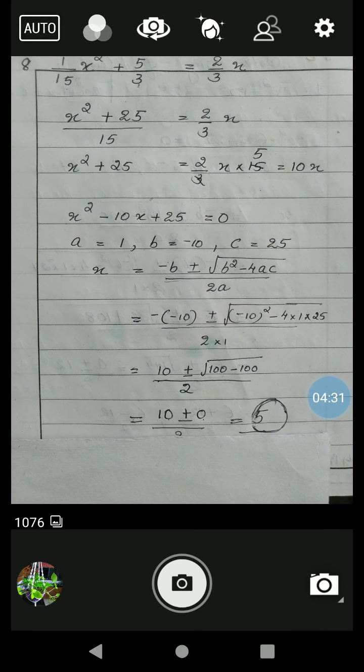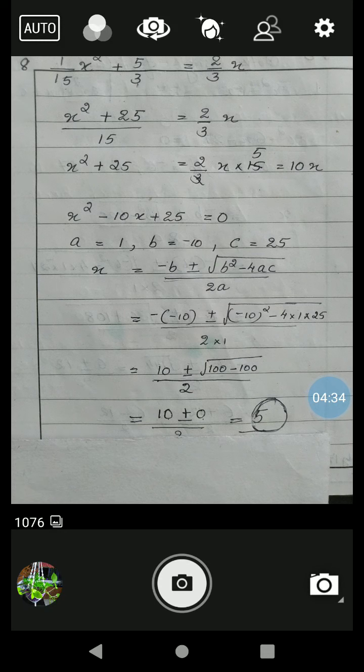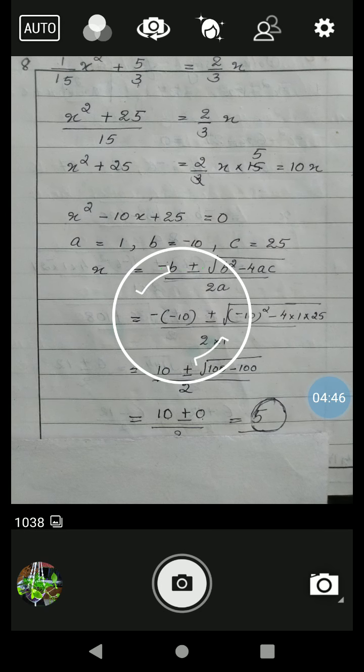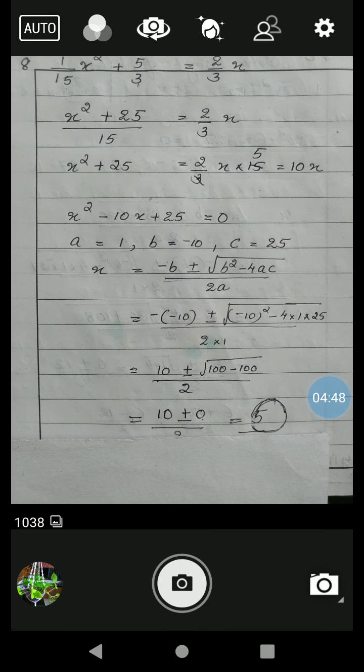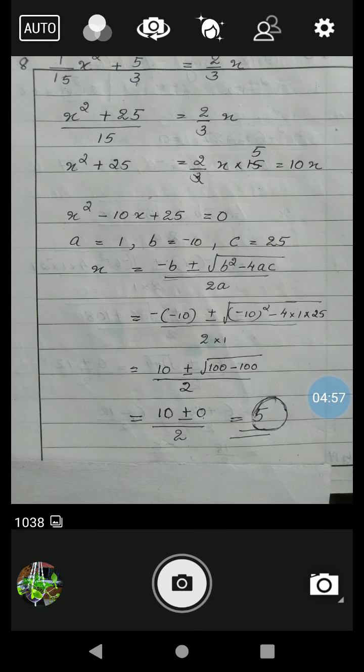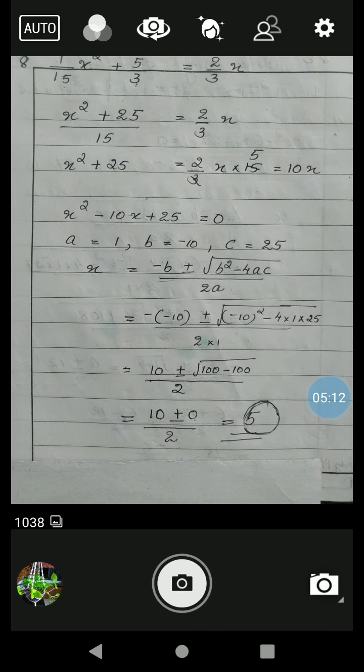Okay. When discriminant, that is b square minus 4ac equal to 0, what is the nature of roots? Nature of roots, the roots are real and equal, because 10 plus or minus 10 by 2. 10 plus 0 by 2, answer is 5. 10 minus 0 by 2, answer is again 5. So, the solution is 5. Clear? Okay.